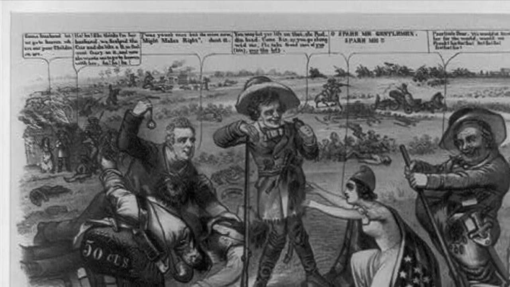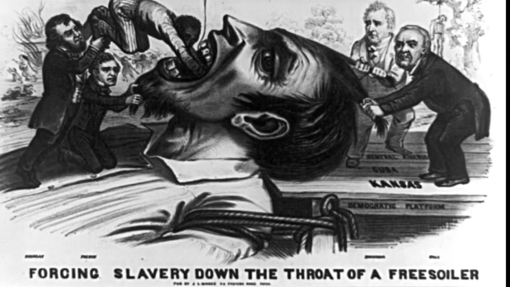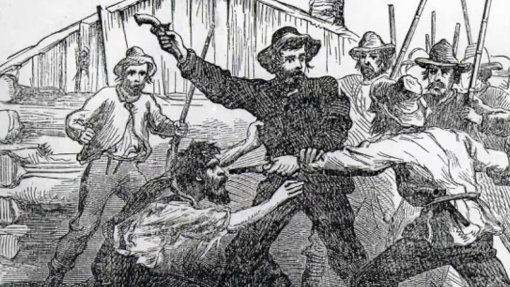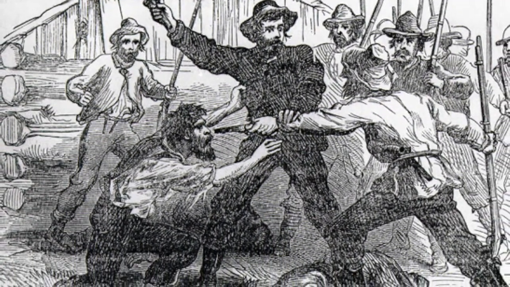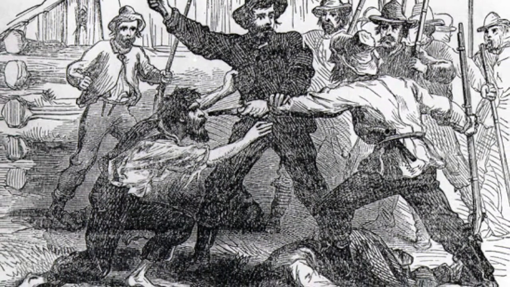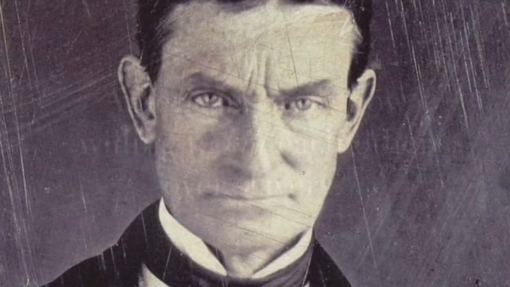A few years later, the Western Territory of Kansas voted, free or slave state. People from the North and South moved to Kansas in order to swing the vote their way. Over 200 Americans were killed in the violence that became known as Bleeding Kansas. Americans were now willing to kill each other over slavery.